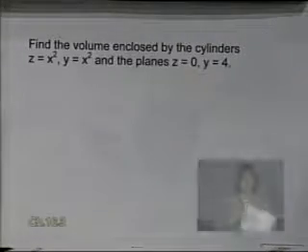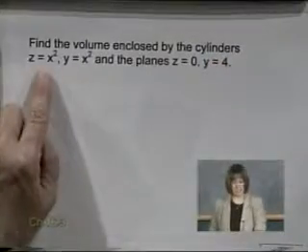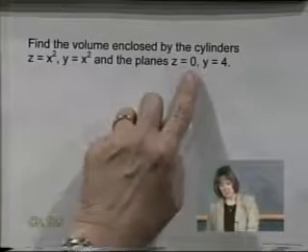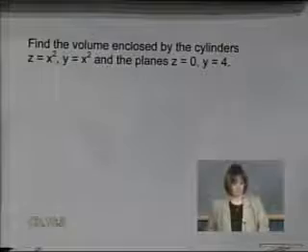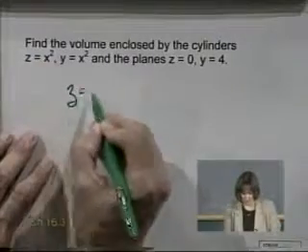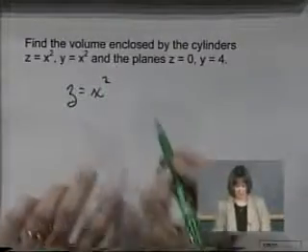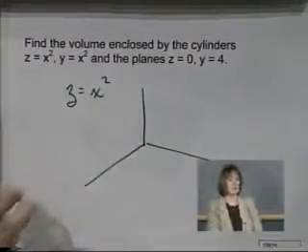This one, find the volume of the cylinders z equals x squared, y equals x squared, and the planes z equals 0, y equals 4. Where's my roof? Z equals x squared is the roof. That's the roof. What does z equals x squared look like, by the way? If you wanted to draw z equals x squared, how do we draw it? How do you do that?